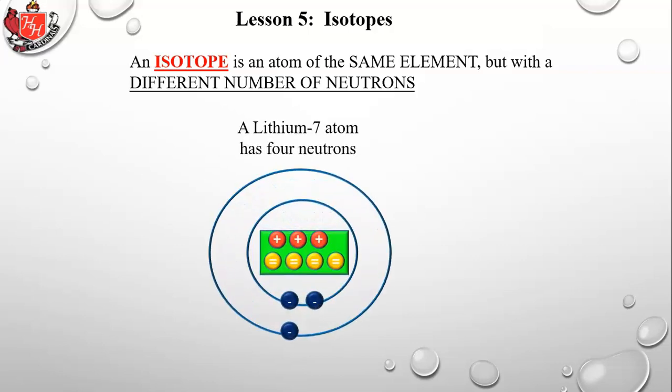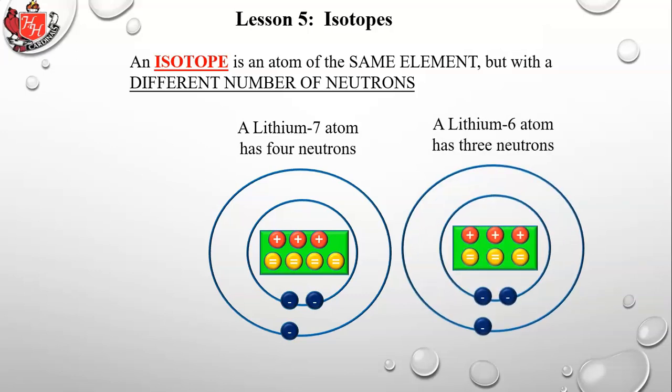So let's look at lithium. A typical lithium atom is called lithium-7. The 7 represents the mass number of that particular isotope. It's a whole number. It's not a decimal number like an atomic mass. We'll talk about that later. So a lithium-7 atom has 4 neutrons. It has 3 protons, 4 neutrons, and that gives it the mass number of 7. The mass number is the total number of protons and neutrons added together.